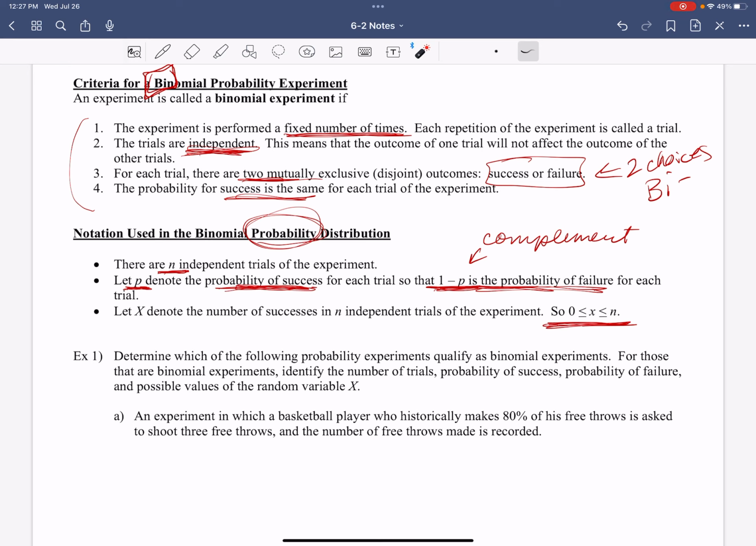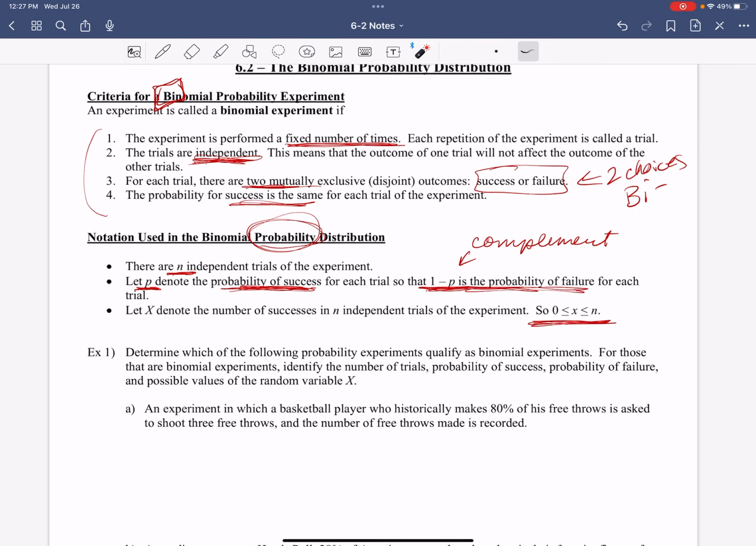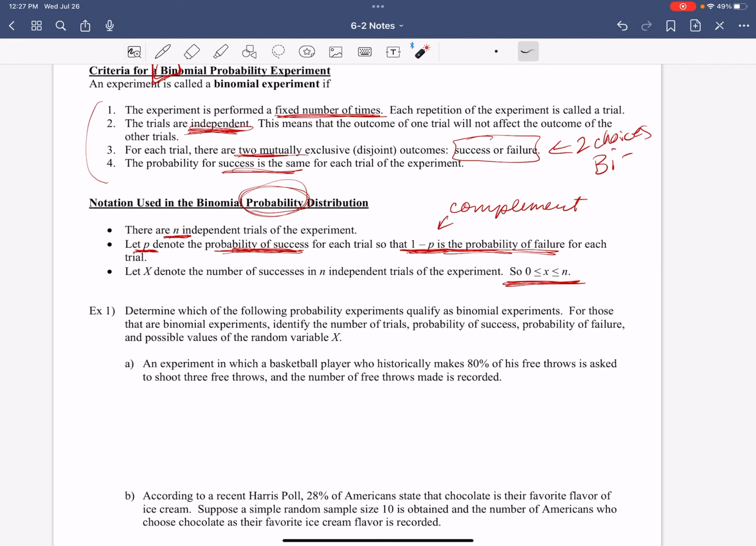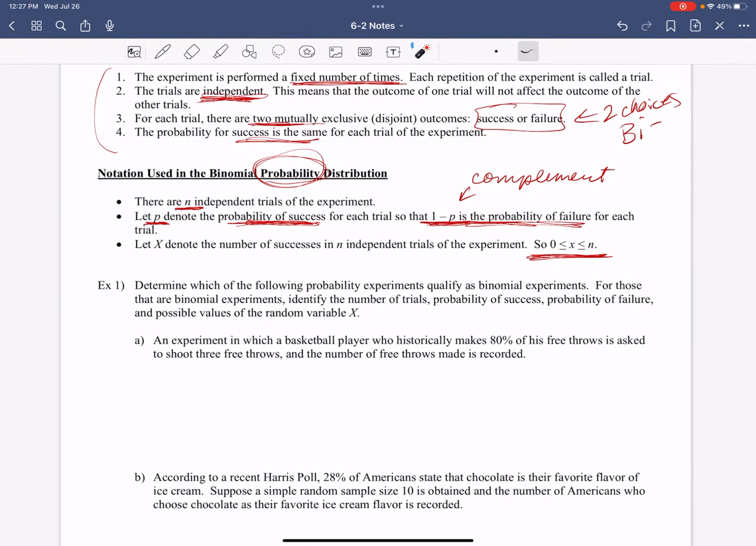All right, so first and foremost, before we can even do a distribution, we have to make sure it's an experiment, right? I'm going to scoot this up so we still see those 4 criteria.